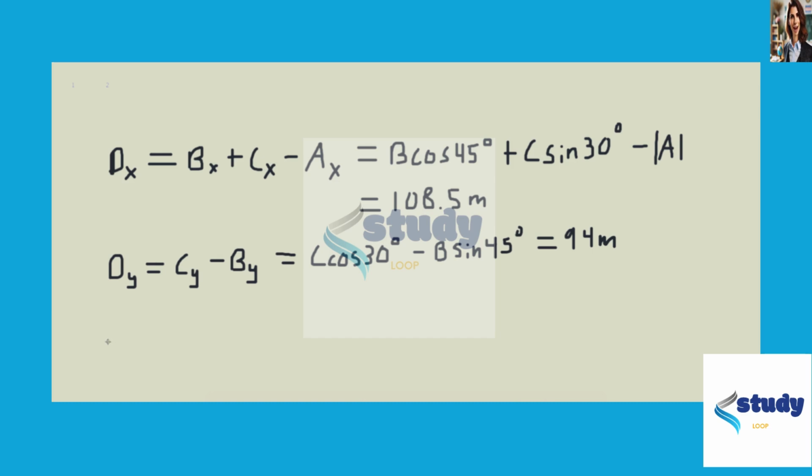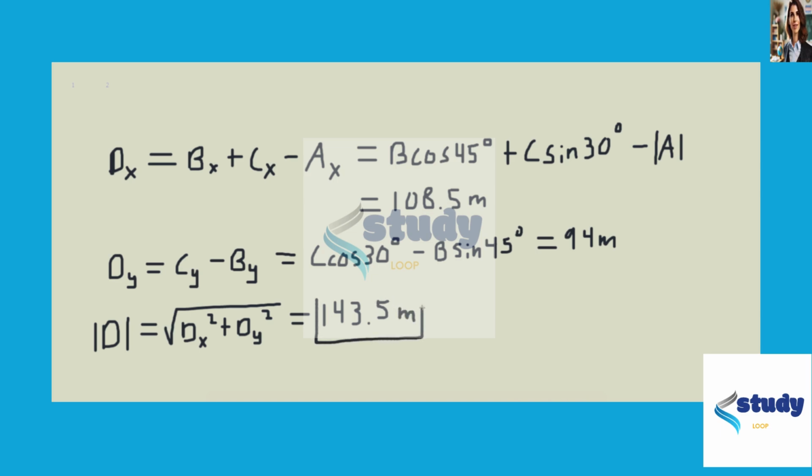Now that we know D of y and D of x, we can use the Pythagorean theorem to find the magnitude of D, since it's just going to be equal to the square root of D of x squared plus D of y squared. Plugging those values in, we find that the magnitude of D is equal to 143.5 meters. We can box that in as our magnitude.